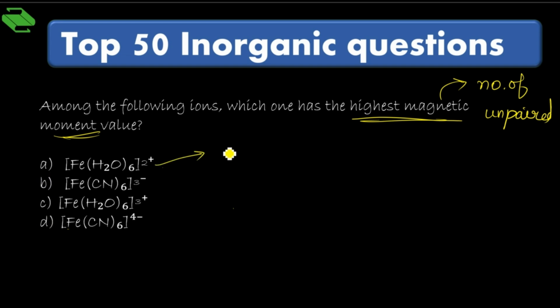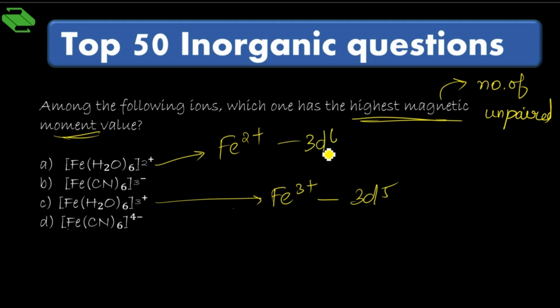So A, that is having aqua, that is Fe 2 plus, and C, that is having Fe 3 plus, right? So in this case, this is 3d5 and this is 3d6. So which will have highest magnetic moment value? Fe aqua 6 times 3 plus.